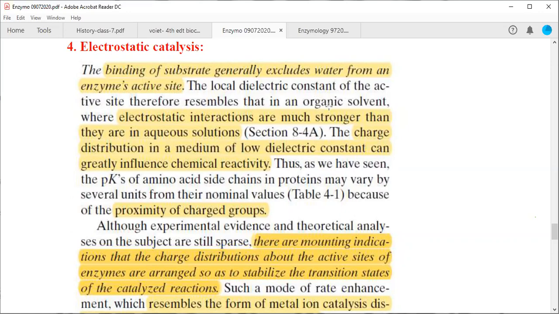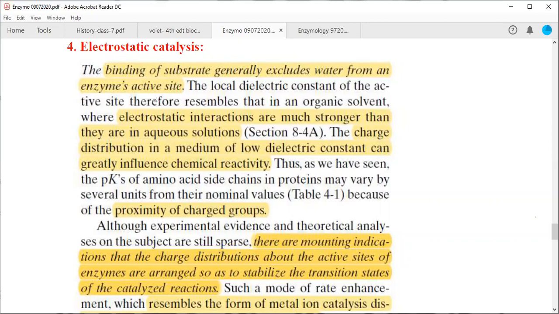Now if you consider an organic solvent, water is a polar molecule, and the best example I can give for an organic solvent is, for example, benzene. Benzene and water both have different dielectric constants. Benzene has a lower dielectric constant. Water has 78.5, almost 80. So electrostatic interactions are much stronger than they are in aqueous solution. In aqueous solution the dielectric constant is very high, therefore the electrostatic interactions are much less. Whereas in an organic solvent, these electrostatic interactions are much stronger because the dielectric constant is lower.